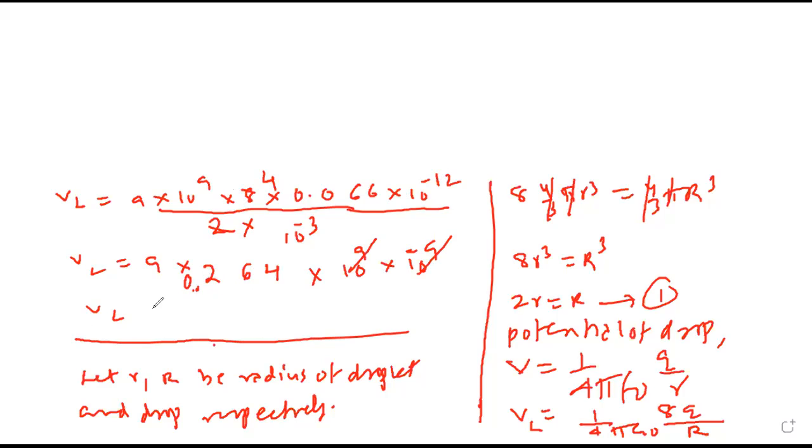So V of larger drop, 9 into 4, 36, 9 6 of 54 and 3, 57, 9 2 are 18, 5, 23, 2.376. Its potential is 2.376. So rounded off will become 2.4 volt. Okay.